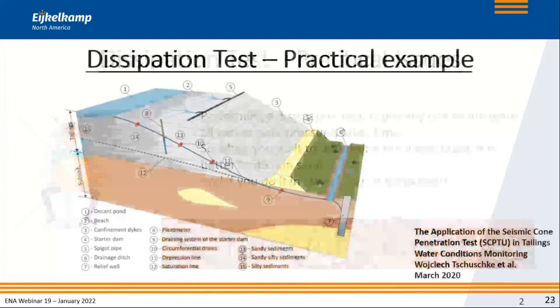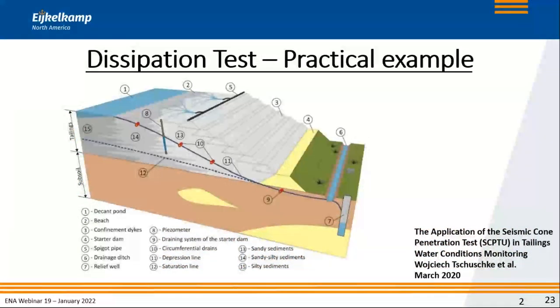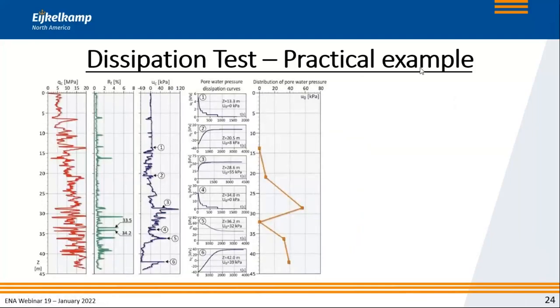Now, you may wonder, why are you telling me about a dissipation test? Because the result of a dissipation test says something about the soil conditions. And I thought you were going to talk about groundwater. So why is a dissipation test coming up? The reason for that is that it's best illustrated in an example.